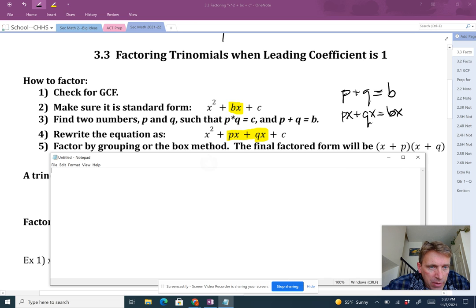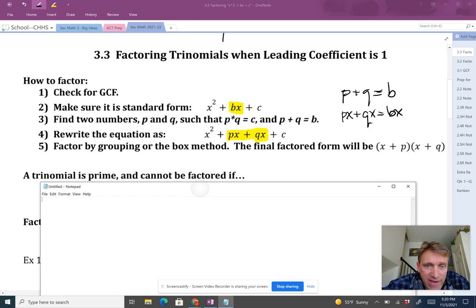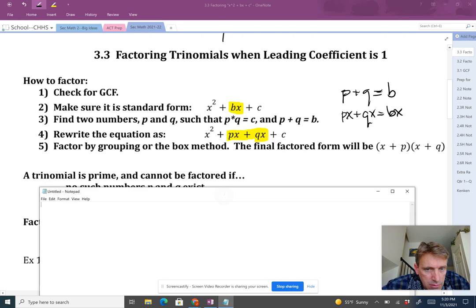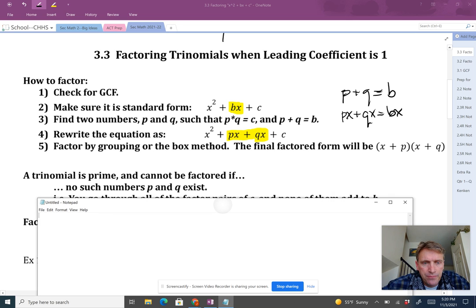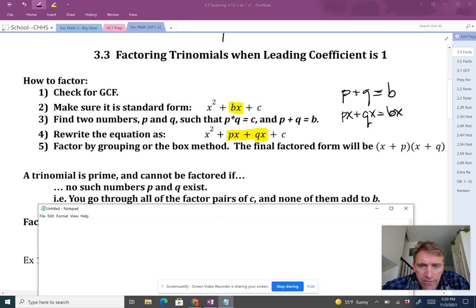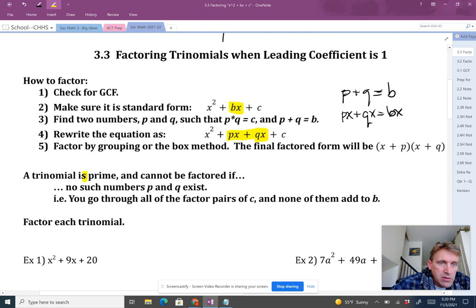All right. A trinomial is prime and cannot be factored if, wait for it, no such numbers p and q exist. What does that mean? In other words, you go through all of the factor pairs of C and none of them add to B. If that happens, you've gone through all of the factor pairs, so this is where you really want to list them out, and none of them add to B. That means you can't factor it, and you would write that this trinomial is prime. All right, let's see some examples.